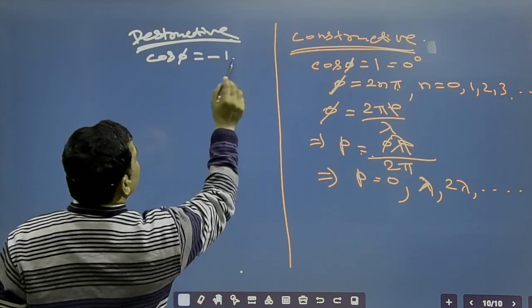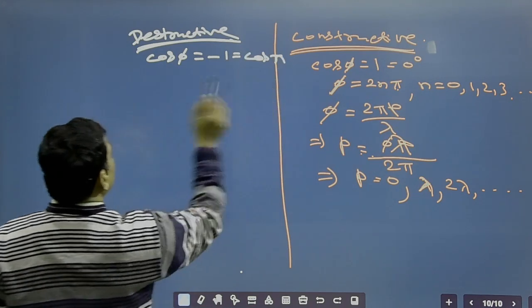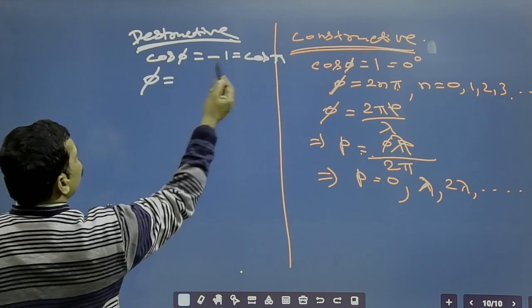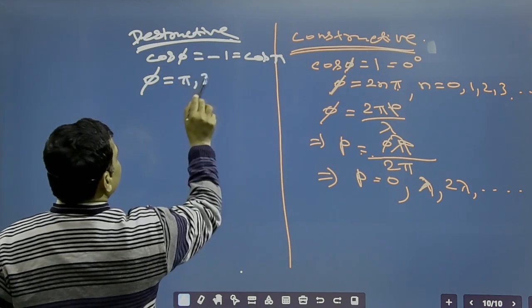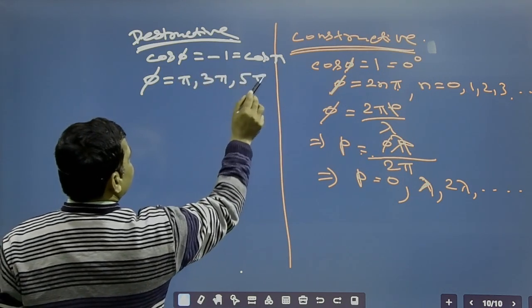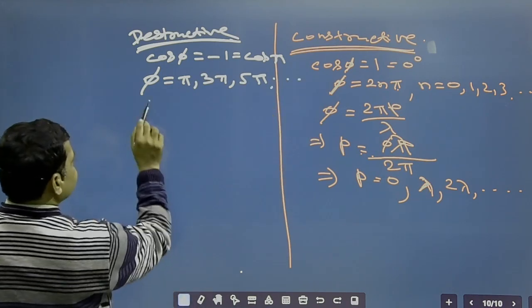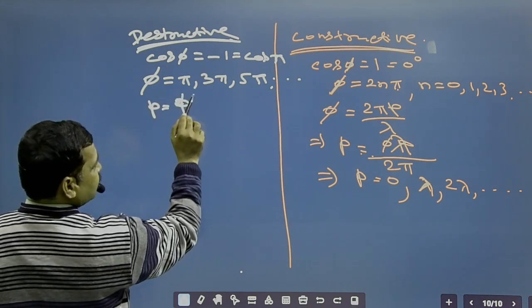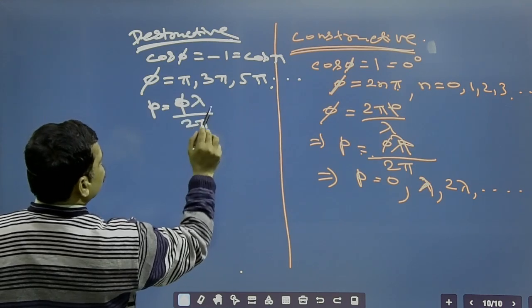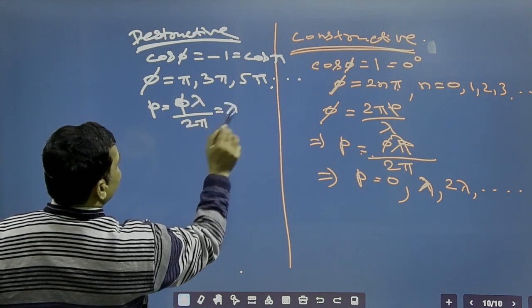So -1 takes place at the value of pi. So this is cos pi. Here we can say the phi value will be an odd multiple of pi. So this is pi, 3 pi, 5 pi, like that. If you take the path difference, we get p equal to lambda upon 2 pi times phi. For the first case, phi is pi, so this will be lambda by 2.